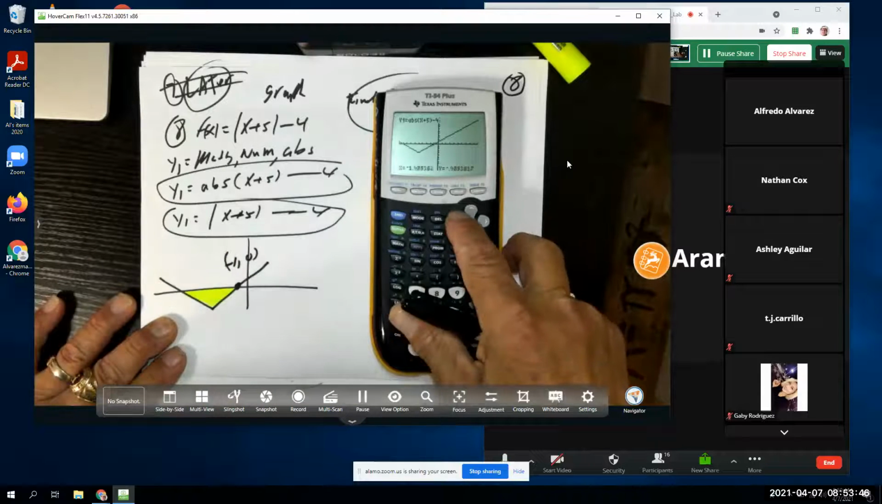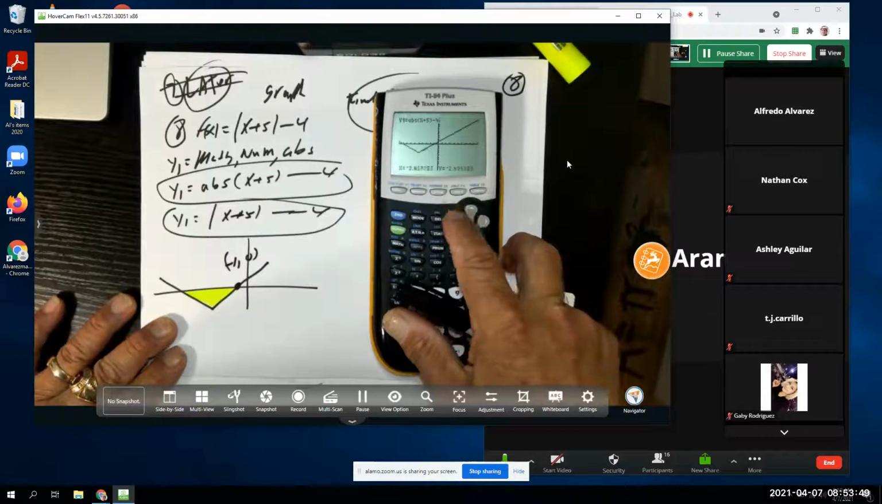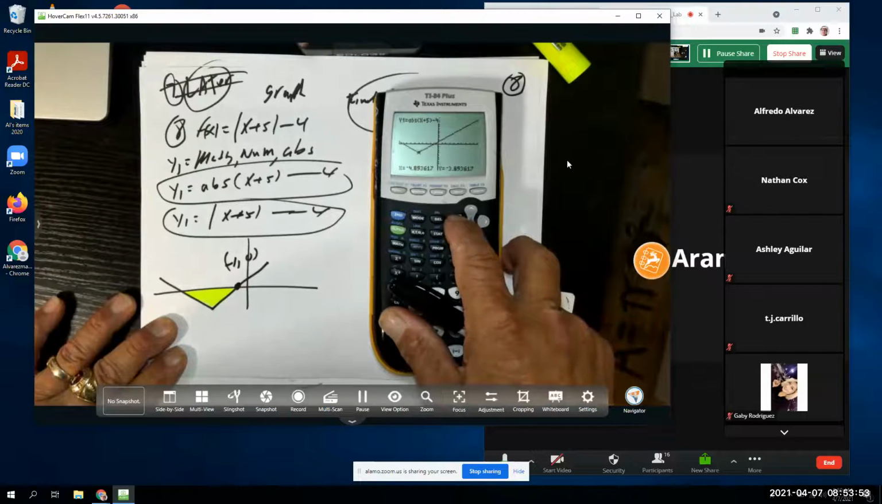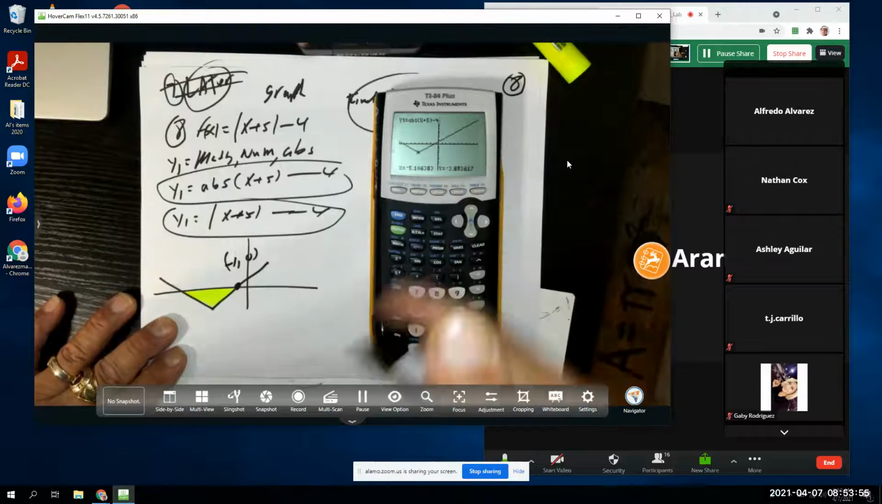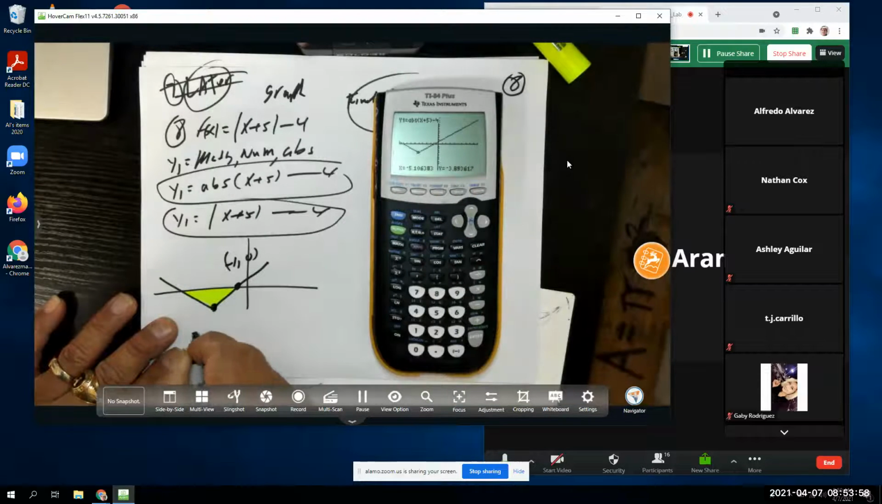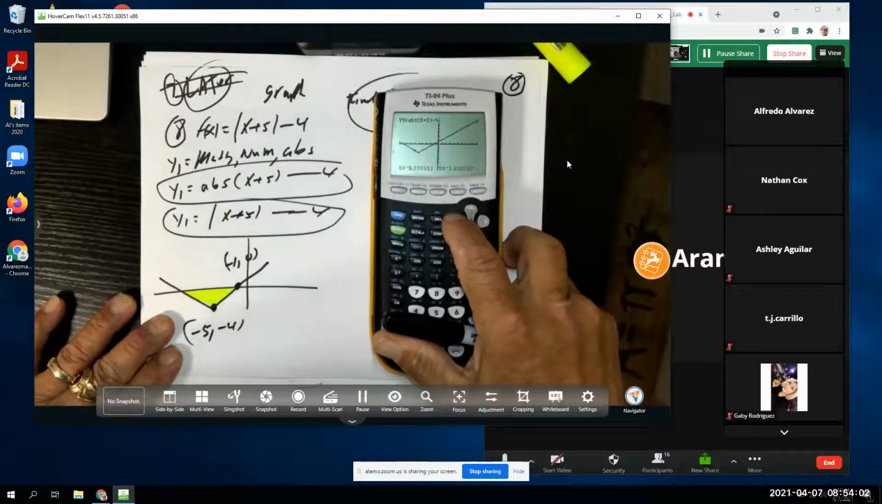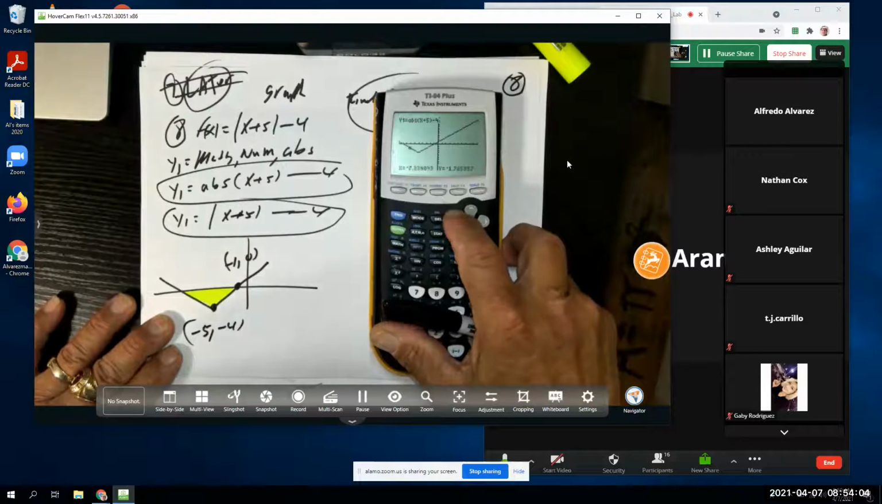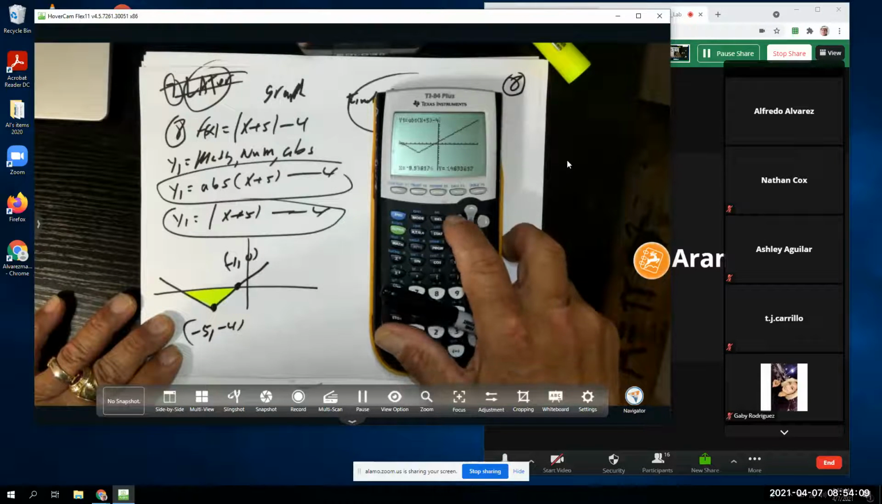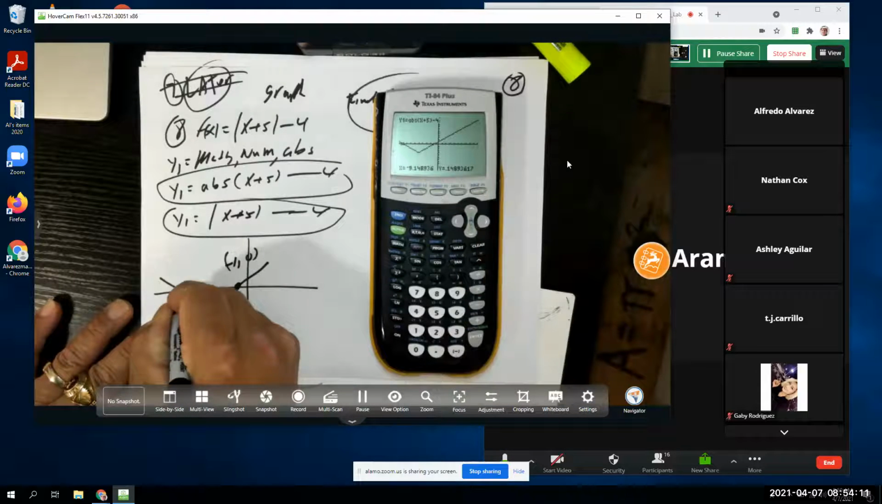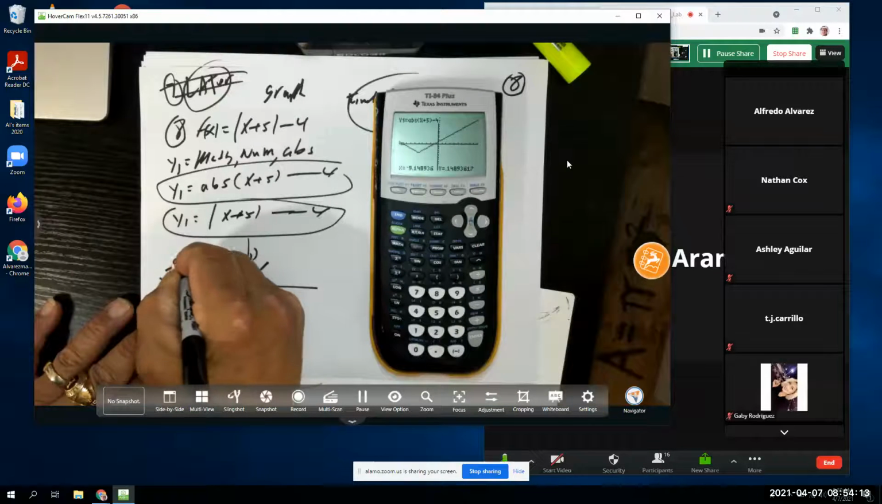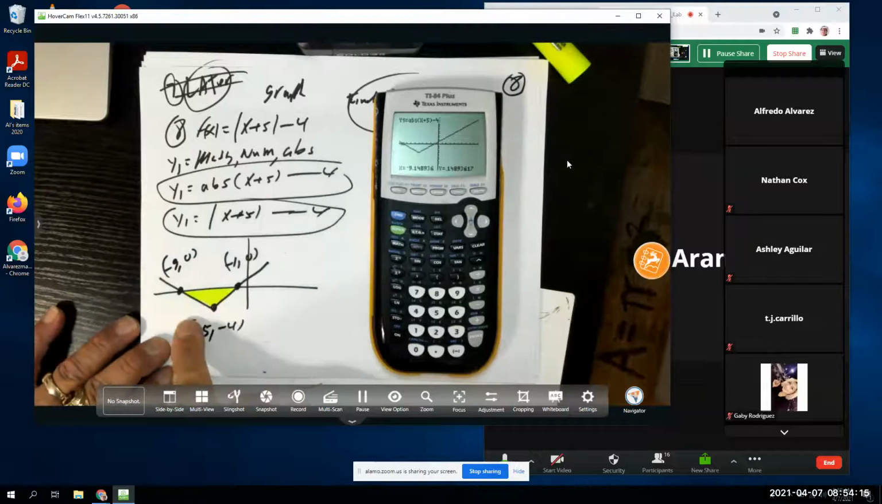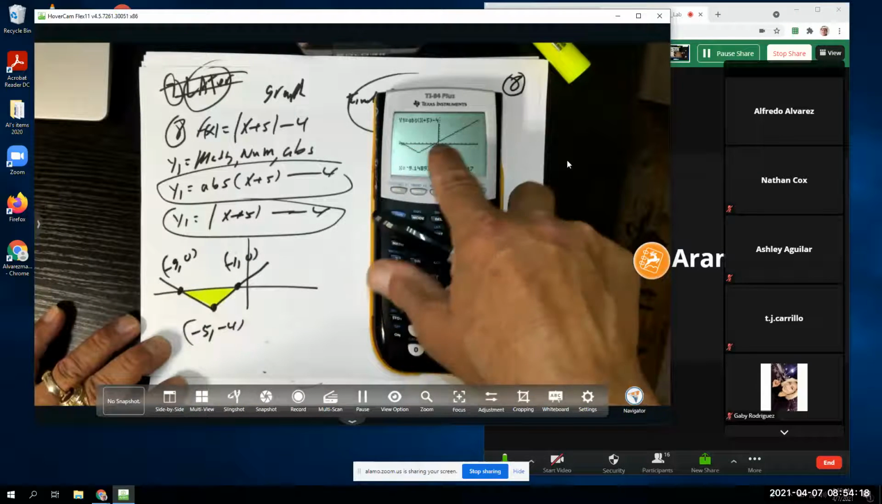And if I keep going like this to the left, the bottom of that point right there is like a -5 and -4. And this dot right here is -5 and -4. If I keep going to the left, like that, I'm gonna get way over here. It's like a -9 and 0. So this dot over here is -9 and 0. Okay, so how do I get these dots? I do the trace and move it like that.